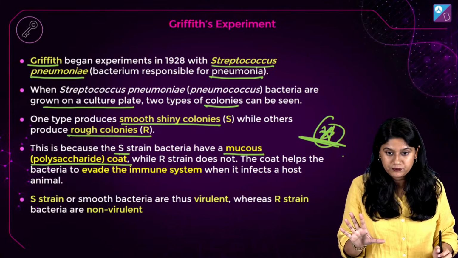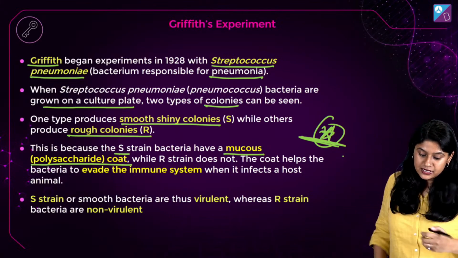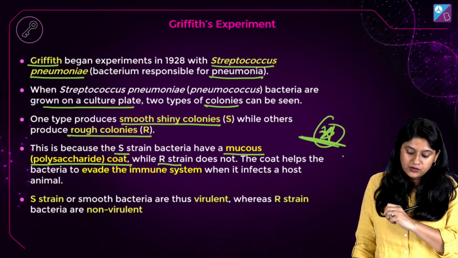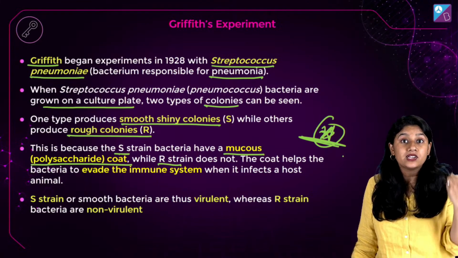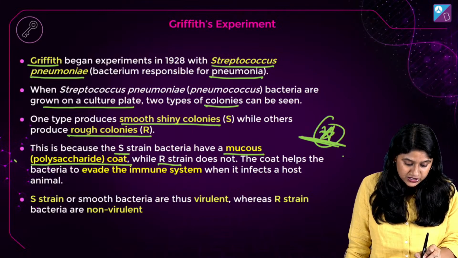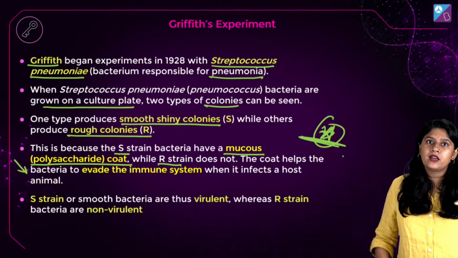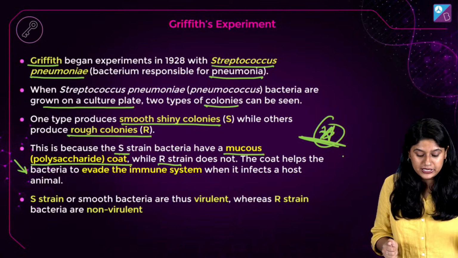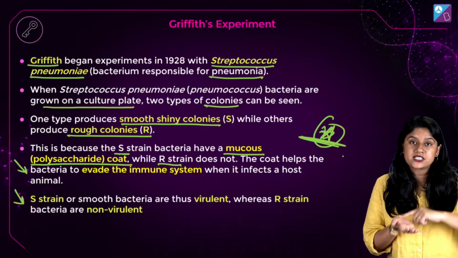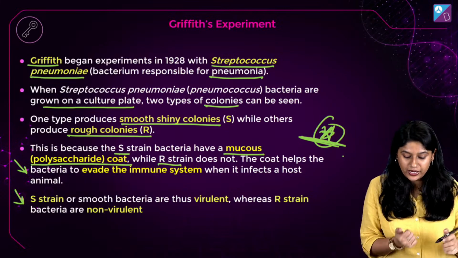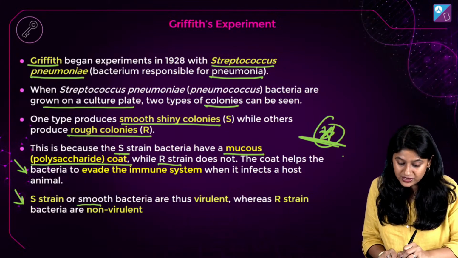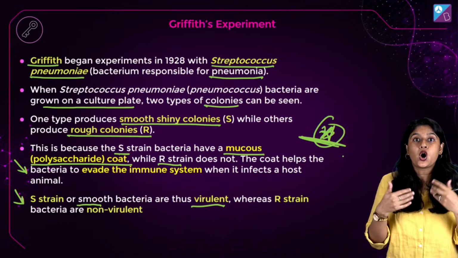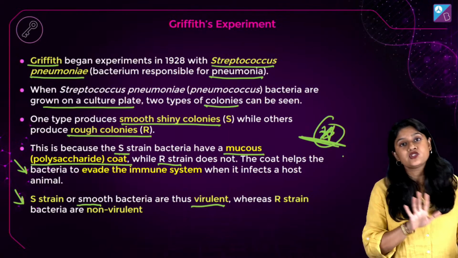Polysaccharide का coat था. Clear? Yes. Then we have the R strain which does not have a coat. This coat actually helps the bacteria to invade the immune system, and of course it can easily infect the host animal. Yes, S strain has a smooth coat, right? Smooth bacteria, and thus it's virulent that can cause diseases, whereas R strain is not.